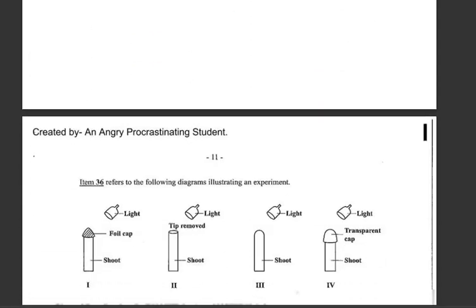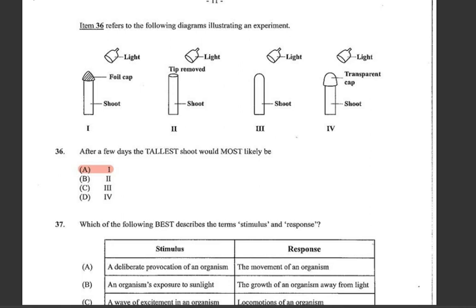We're almost there, guys. Alright, number 36 here shows an illustration of an experiment. Good. So here it says after a few days the tallest shoot would be most likely to be. So the answer would be 1, and let me explain why.